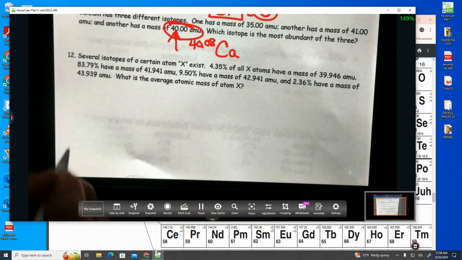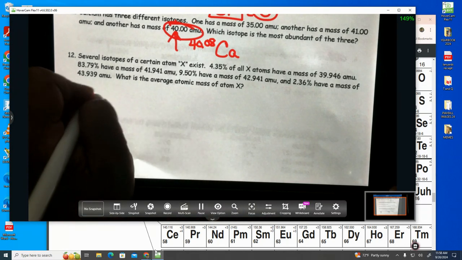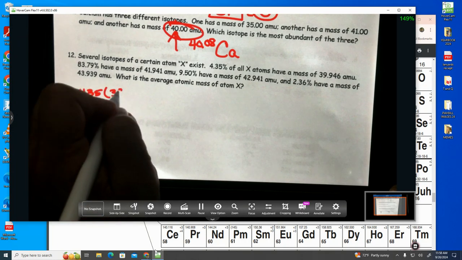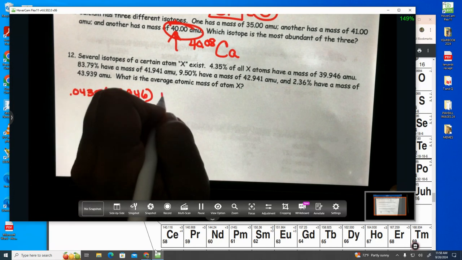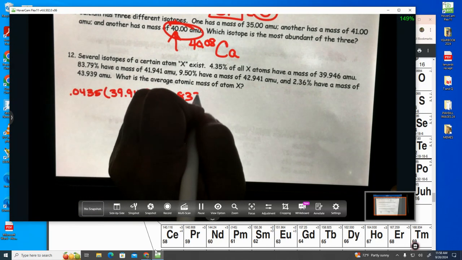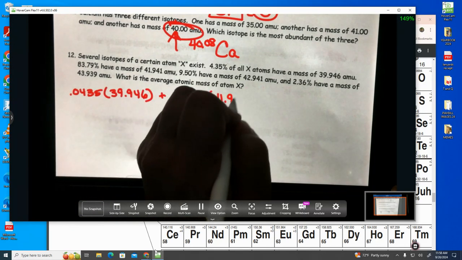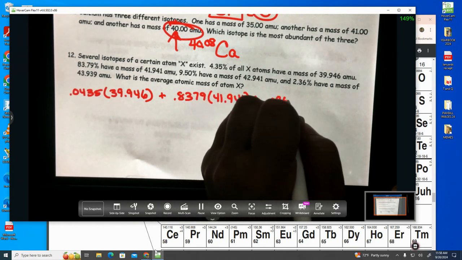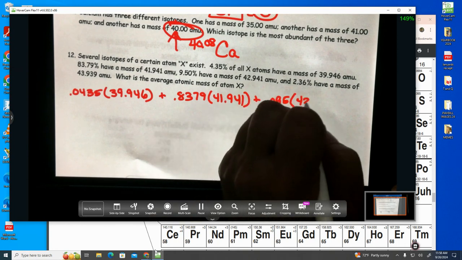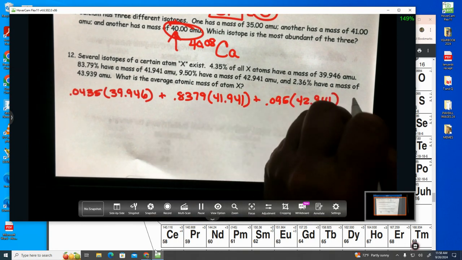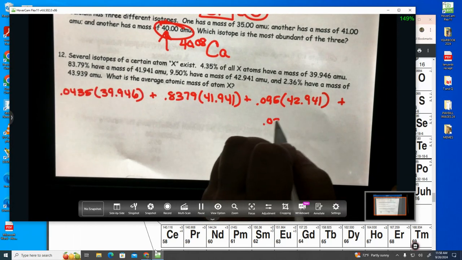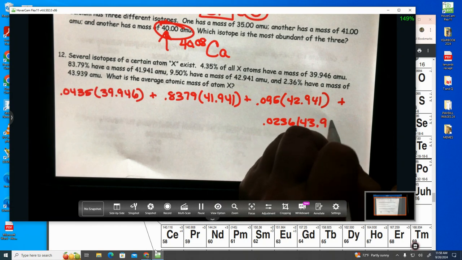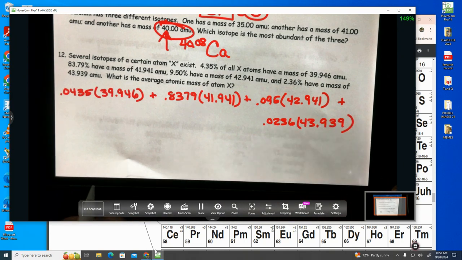All right, last one. 0.0435 times 39.946 plus 0.8379 times 41.941 and crumb cakes, 0.95 times, I thought I was going to be able to fit it on the one line, but I can't, plus 0.0236 times 43.939. Does anybody have a number for us?